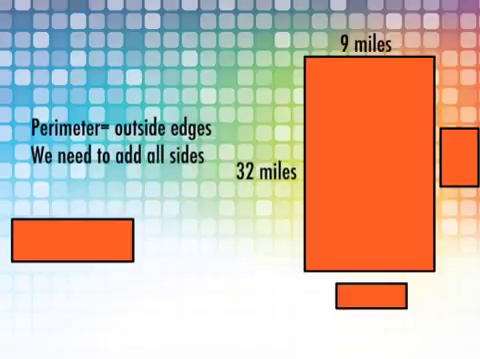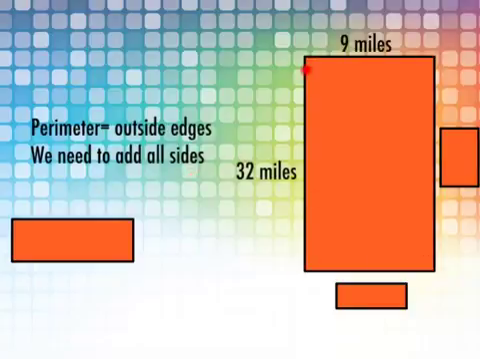Alright you guys, so now we're going to work with perimeter. Perimeter means that it's the outside edges. So instead of all the stuff in the middle, it's this black line on the edge, kind of like a fence. And to do that, we need to add all sides together. So this is a four-sided shape.